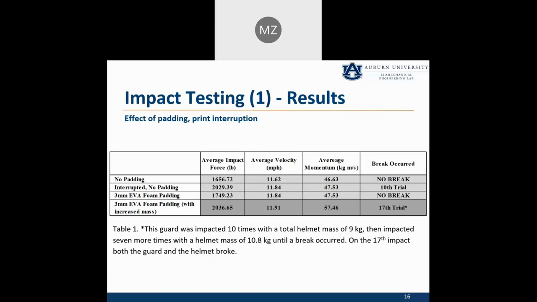And then we essentially kind of shifted into Mythbusters mode, and we said, okay, well, let's see what it'll take to break this thing. And we increased the mass. So we increased the mass up to 10.8 kilograms now, and we just kept impacting the device. And finally, it broke in the 17th trial. But what was really interesting was that not only did the device crack, but the helmet actually cracked as well. So we broke the helmet and the shoulder guard at the same impact on that 17th trial. So needless to say, we were quite happy with these results.